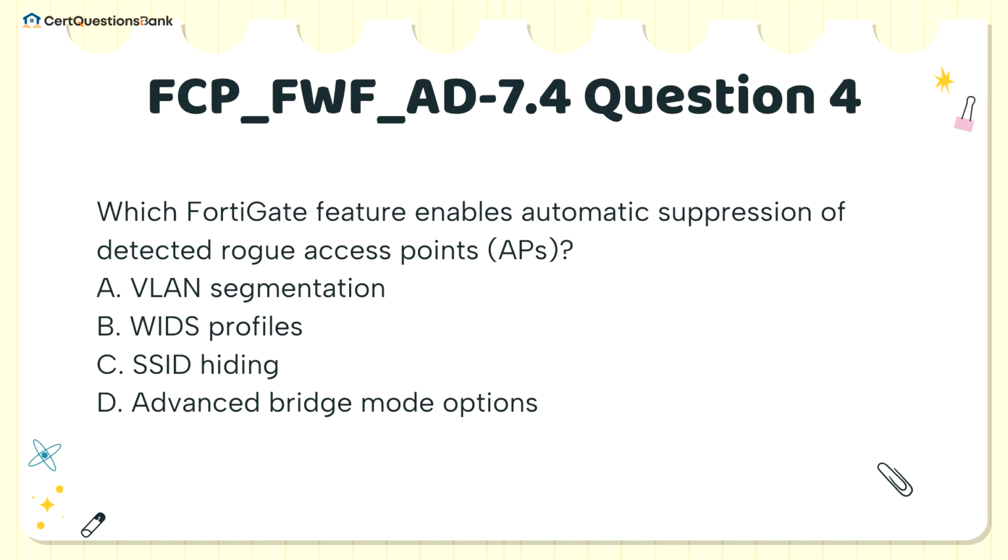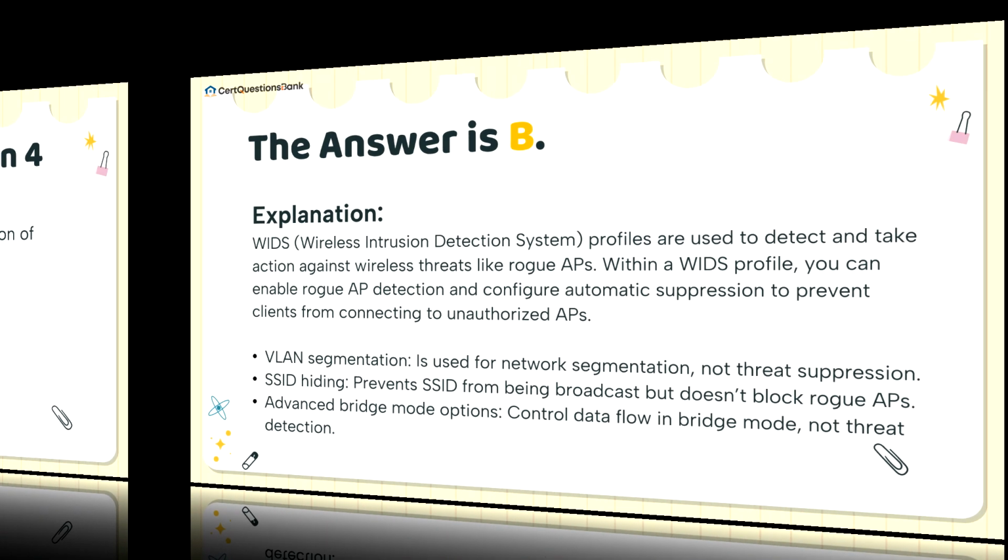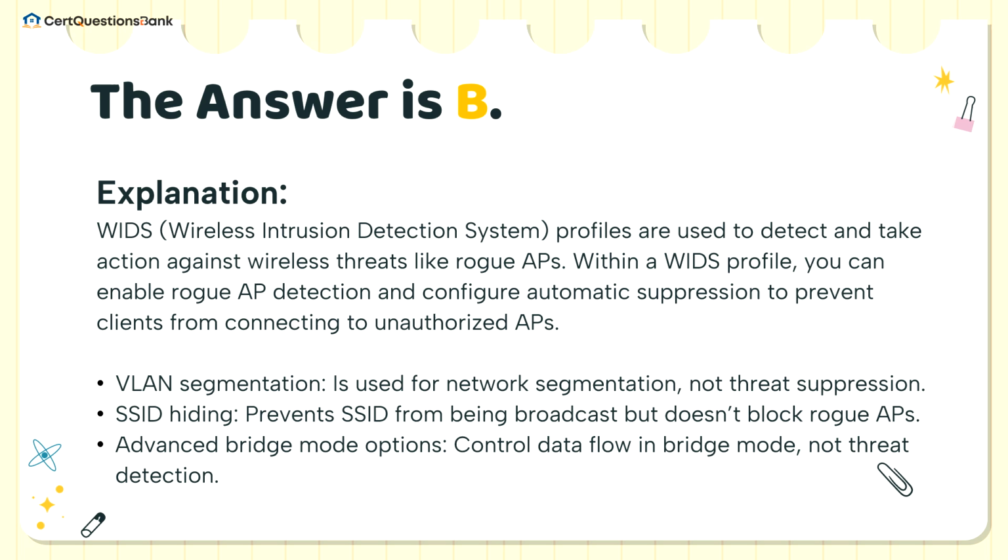Which FortiGate feature enables automatic suppression of detected rogue access points, APs? A. VLAN segmentation. B. WIDS profiles. C. SSID hiding. D. Advanced bridge mode options. The answer is B.